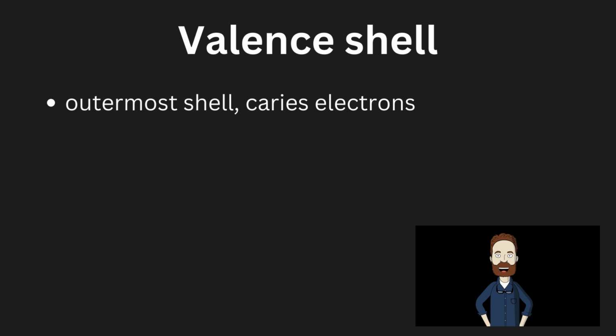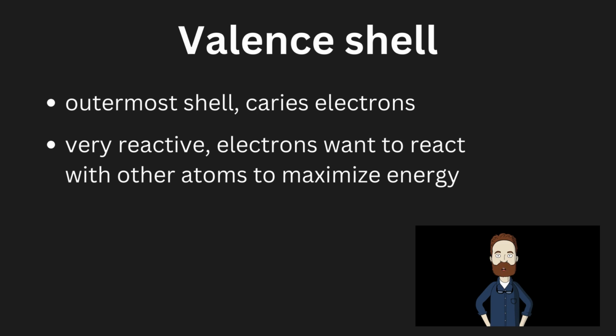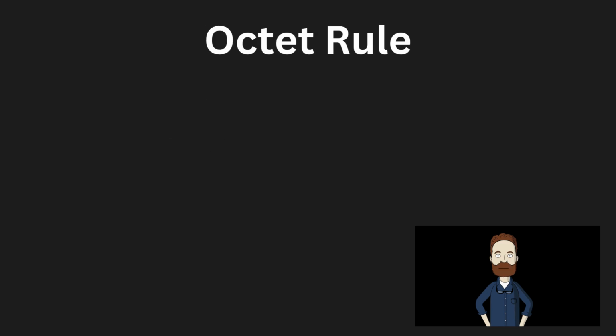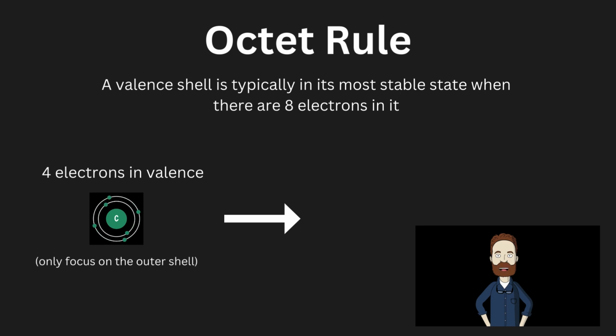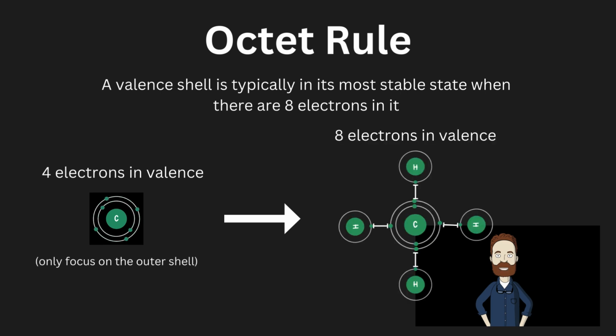Now, this valence shell is very reactive, so these electrons typically want to react with other atoms in order to obtain the most favorable position in terms of energy. You can easily remember the most favorable position for electrons to be in by using the octet rule. This rule basically states that a valence shell tends to be in its most stable conformation when there are 8 electrons in it. So you can find the most stable state by either adding or taking away electrons until you only have 8 in the valence shell.